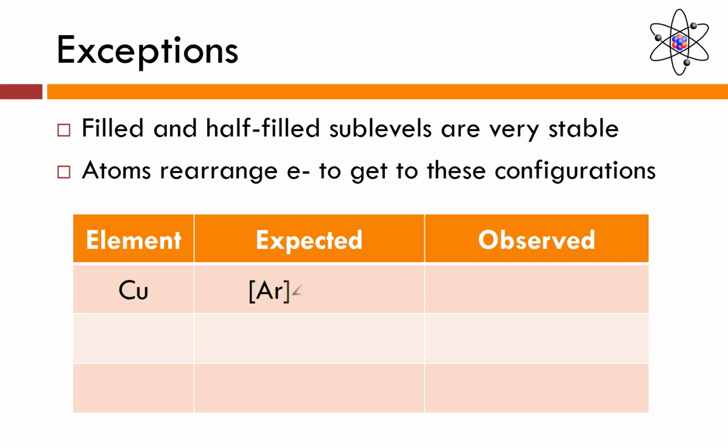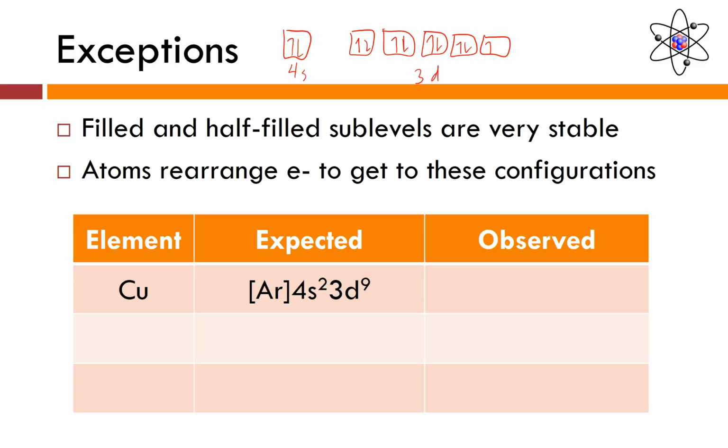For copper, we would expect to see argon 4s2 3d9. So just to be consistent, let's draw our orbital box diagram. So we've got the 4s2, the 4s and the 3d. So 4s2 gives us that 3d9: 1, 2, 3, 4, 5, 6, 7, 8, 9. So we've got a filled sublevel with 4s, and we've got an almost full sublevel with the 3d.